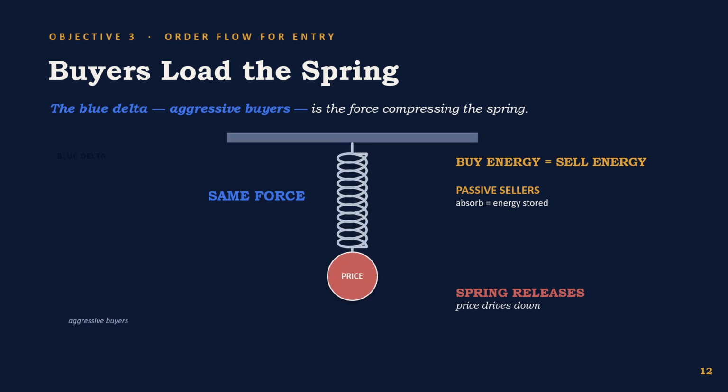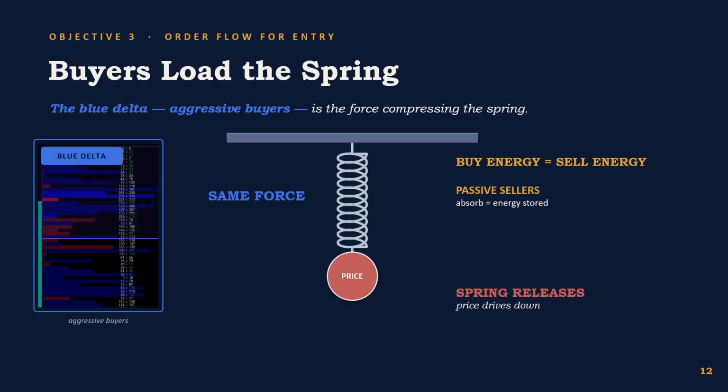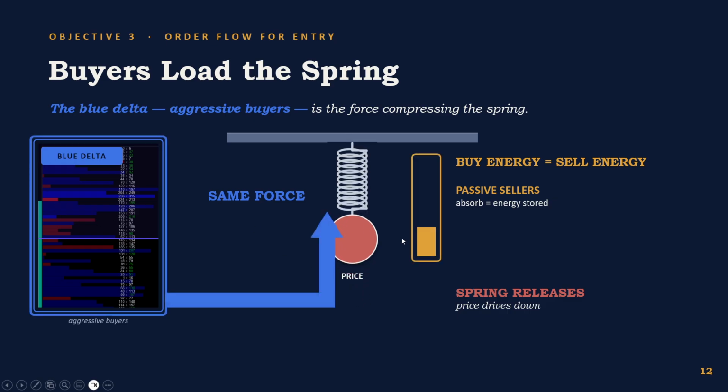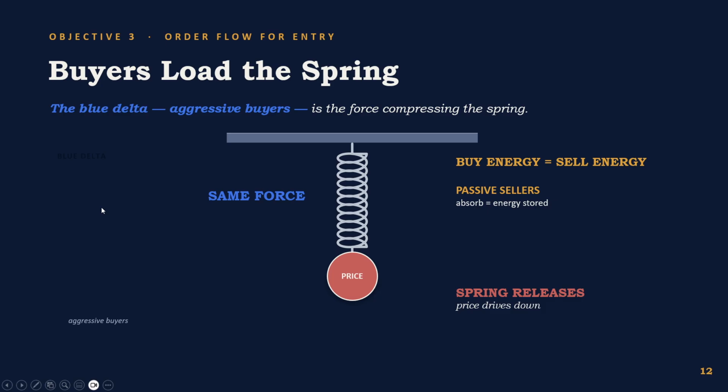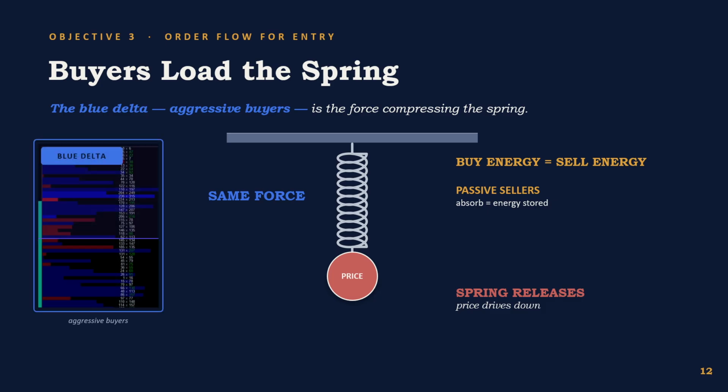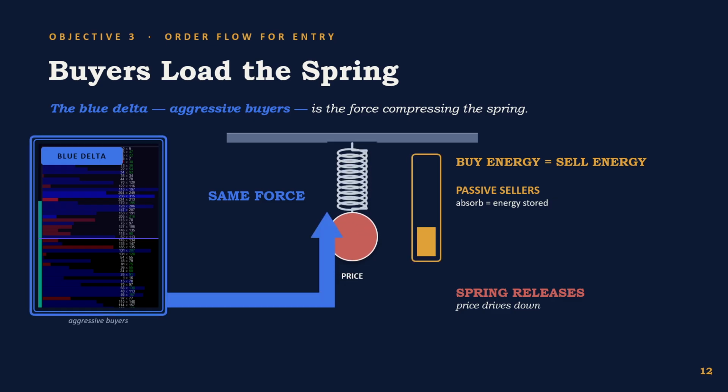So imagine again, you have a spring and you've got the candle. What's going on is all this aggressive buying activity is pushing price up, but it's up against a spring. Look at that. There we go. So just try and imagine this. Try and buy into this with me, right? We see the blue delta, which represents aggressive buy orders. They're hitting the ask more than the bid. That's what causes the spring to compress. This is a spring compression.